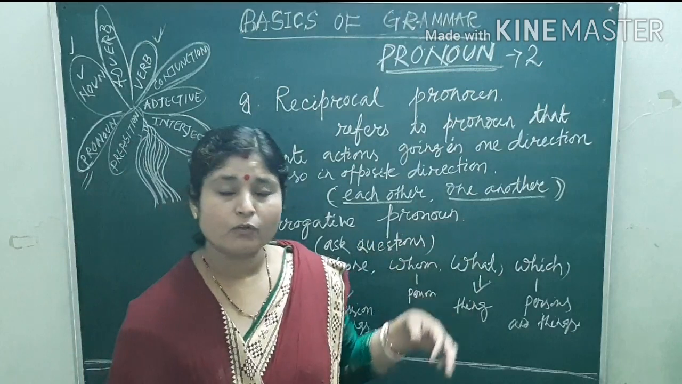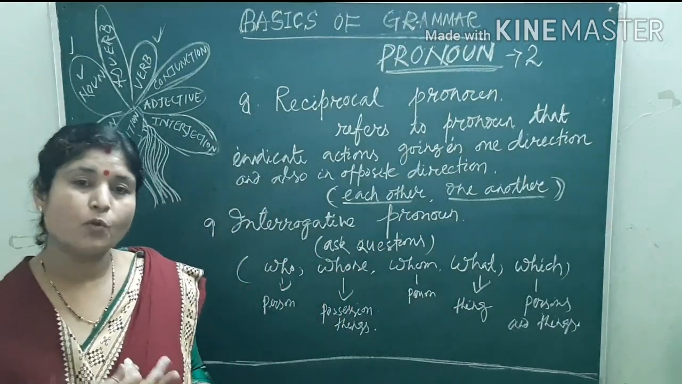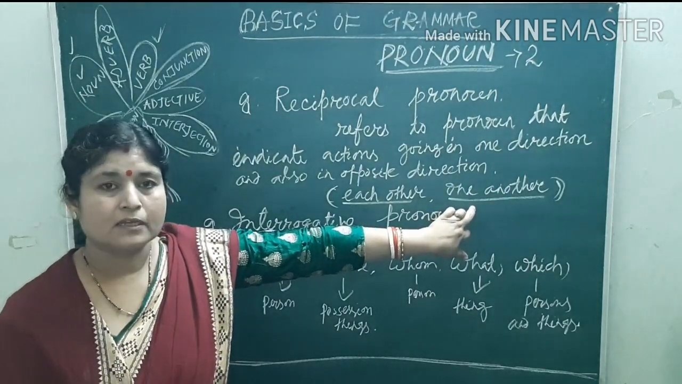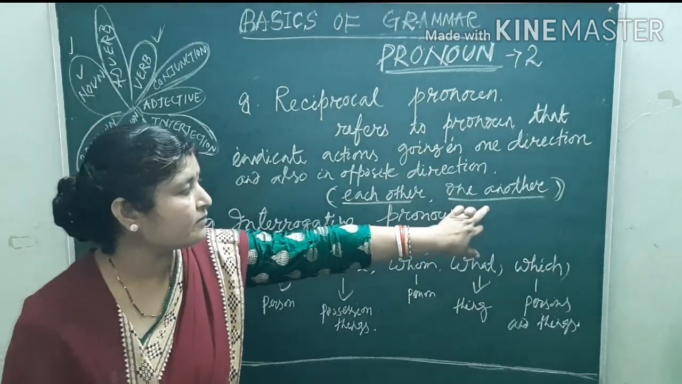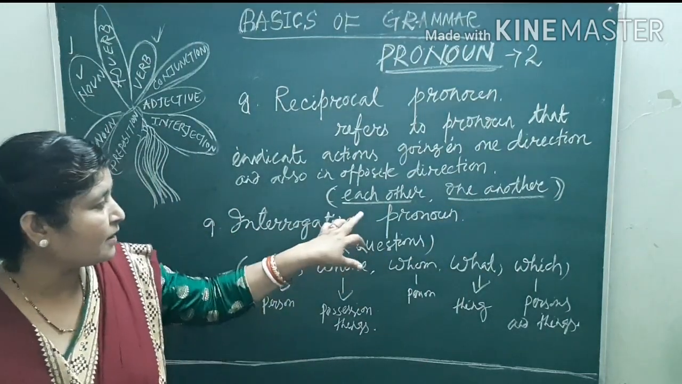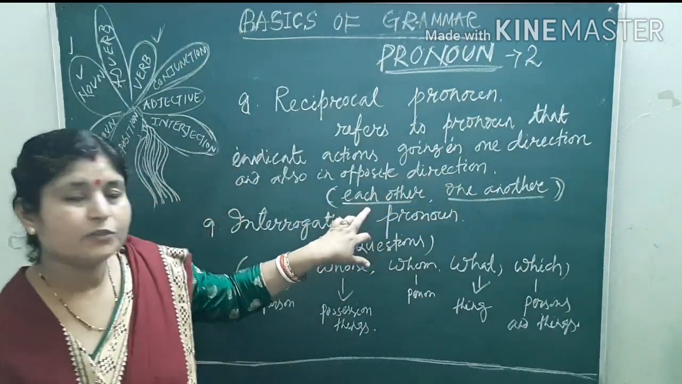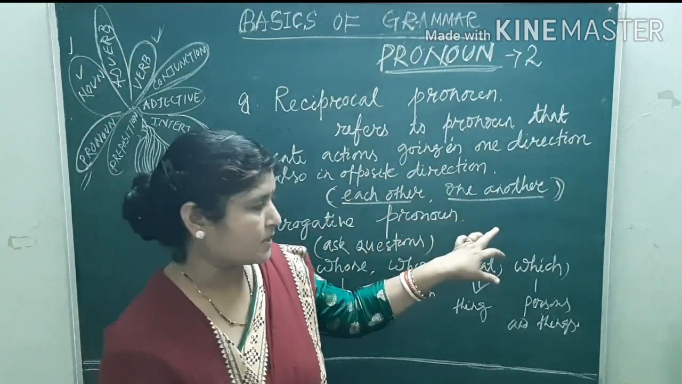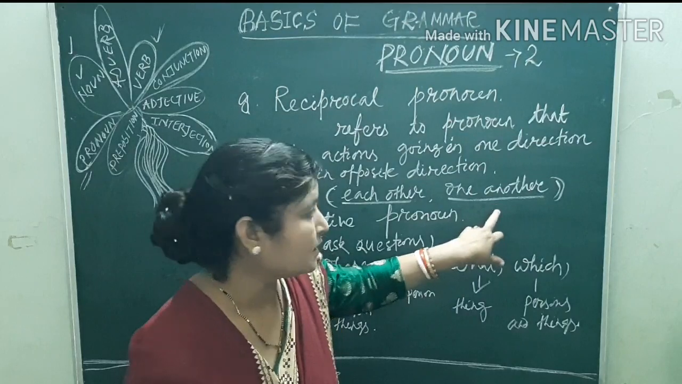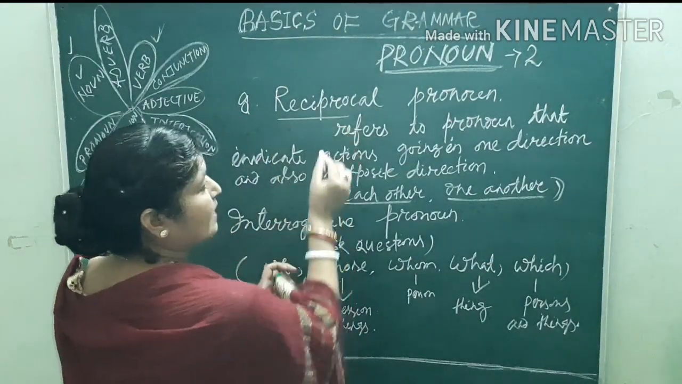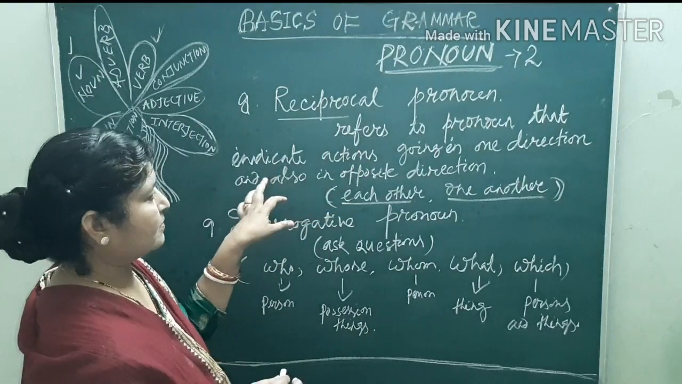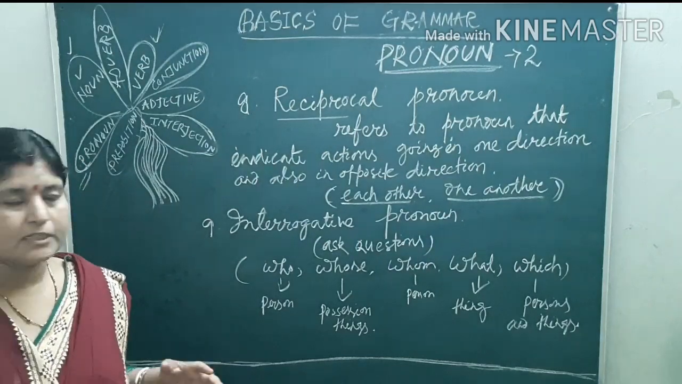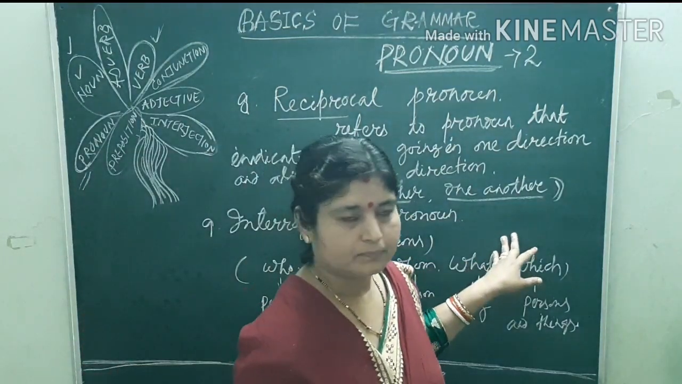But when will we use one another? When we deal with more than two persons, then we write one another. The 4 sons of that old farmer are fighting with one another. So when we are talking about only two persons, we use each other, but when more than two persons, we use one another. So these are reciprocal pronouns, which indicate action going in one direction and also in the opposite direction, like each other and one another.